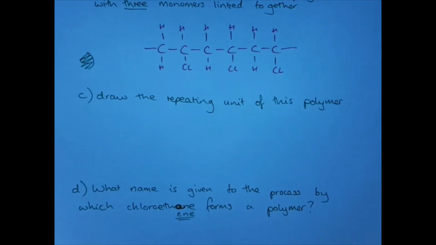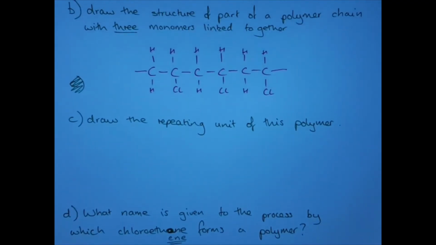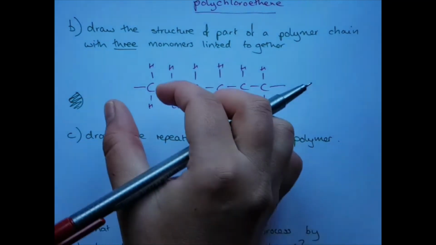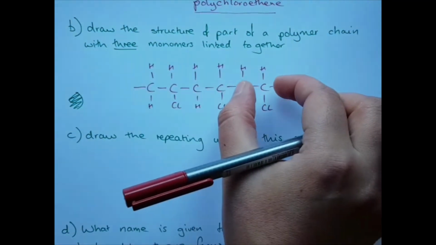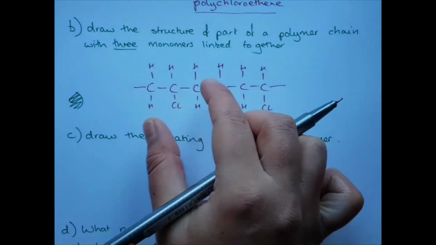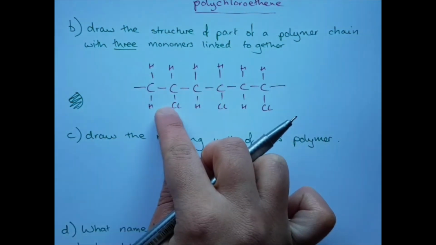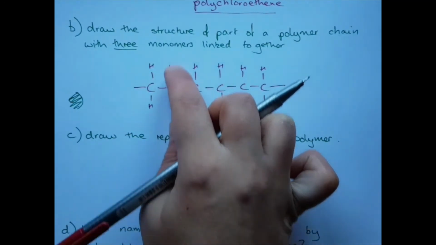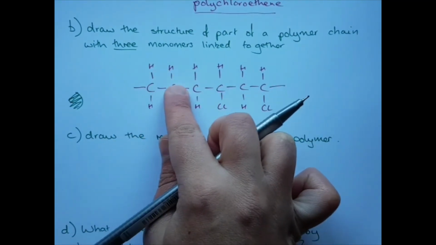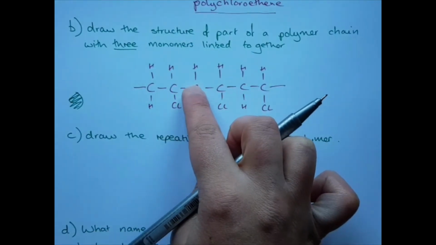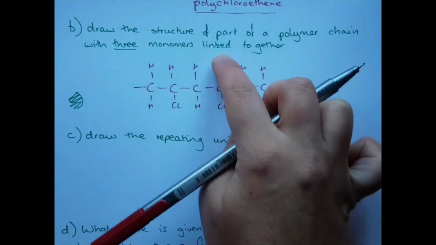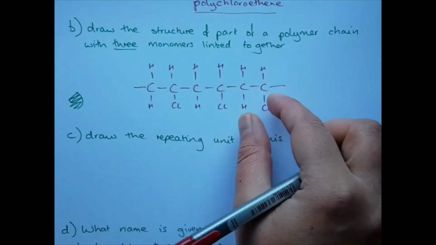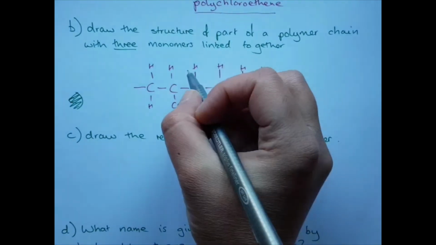And then the next thing I have to do is draw the repeating unit of this polymer. So the repeating unit is basically just as it sounds. It's the part of the structure that repeats itself. So you're going to look and think, well, we've got a carbon with 2 hydrogens, and a carbon with a hydrogen and a chlorine, so this doesn't repeat itself here. But then we've got another section where we've got a carbon with 2 hydrogens and a carbon with a hydrogen and a chlorine. So this section here is the same as this section here. And if we look at the next bit, this section here again is the same.